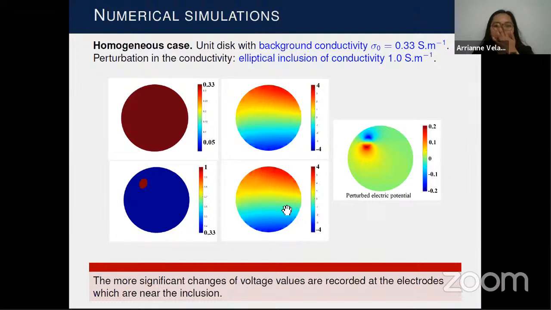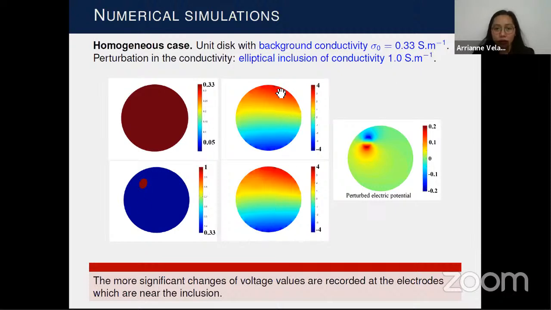Okay, now for our numerical simulation, we consider three cases. The first case is the homogeneous case. It is a unit disk with background conductivity sigma 0 equal to 0.33 Siemens per meter. And we also consider a case where there is a perturbation, an elliptical inclusion of conductivity 1 Siemens per meter.